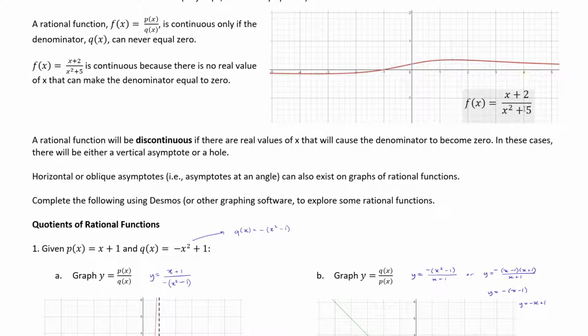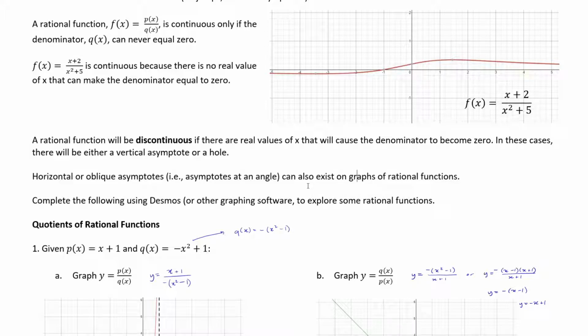So for example, I've graphed this function right here, x plus 2 over x squared plus 5, and as we see, that results in a continuous rational function because there is no real value in the denominator that would cause the denominator to be equal to 0. So a rational function will, however, be discontinuous if there are real values of x that will cause the denominator to become 0. And if that's the case, we're going to have either a vertical asymptote or a hole.